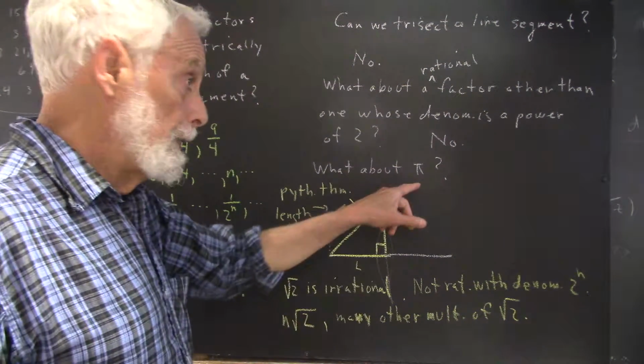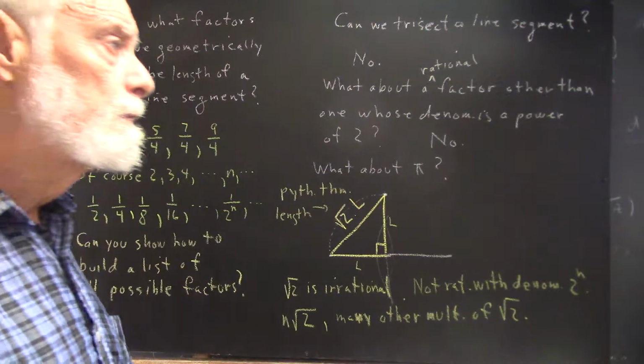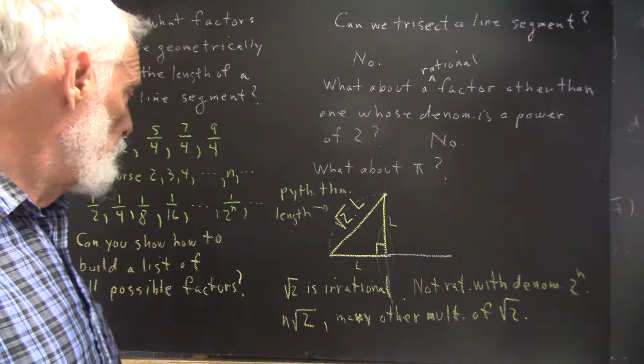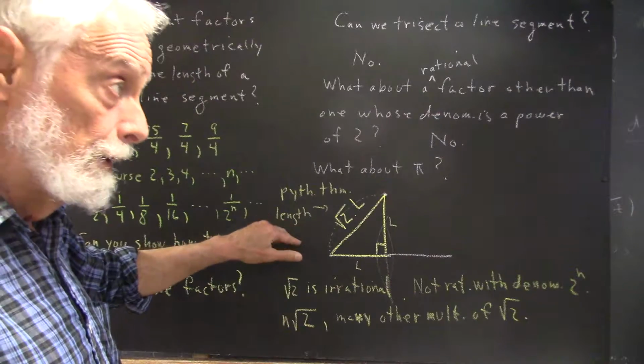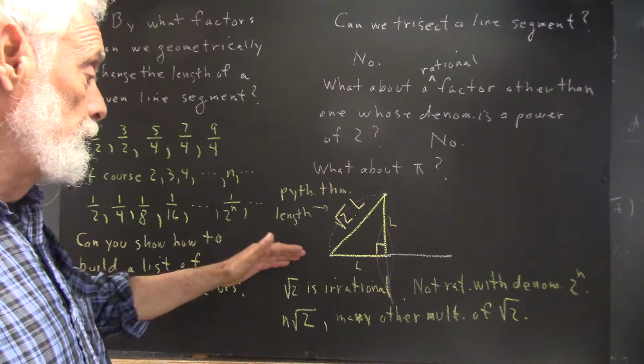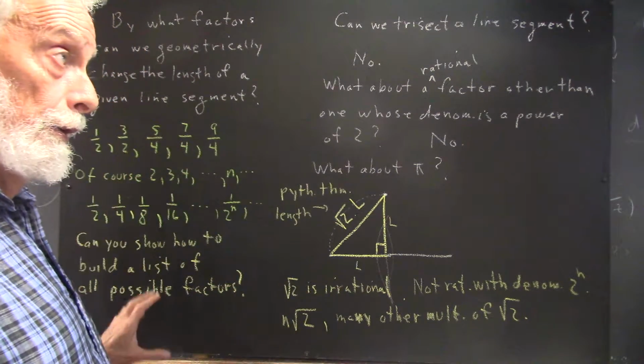I haven't addressed pi. Okay, well, we'll go on with what you can do, at least with this list. We're not going to worry too much about this list, but it does exist, and there are constructible lengths that aren't on this list.